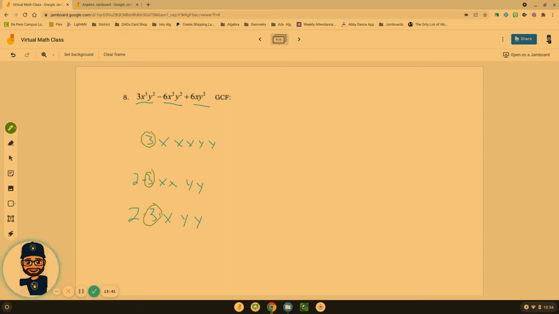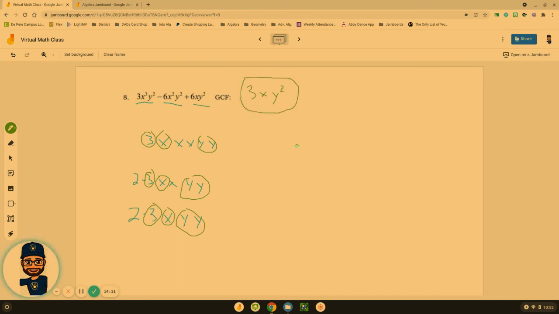We've only got 1 x in the bottom, so I can only say that all of them have 1 x in common. They don't have any more than that. But they all have 2 y's, so I can circle both y's to say that they have that in common as well. So they all have a 3 times an x times y squared, or y to the second. And that would be our GCF.